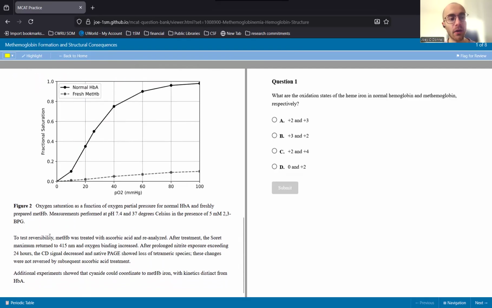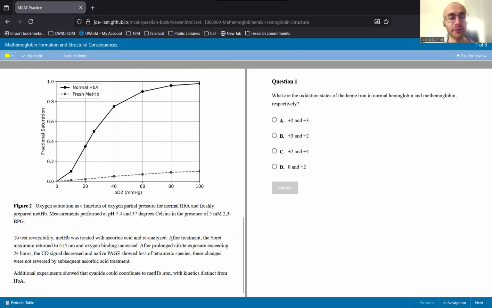Okay. Now, we were looking at reversibility. We have another statement of research purpose here, so we're going to keep that in mind. Reversibility, presumably, of the creation of the ferric methemoglobin from the ferrous. So we see ascorbic acid. You may recognize that as vitamin C. You don't really need to know that.